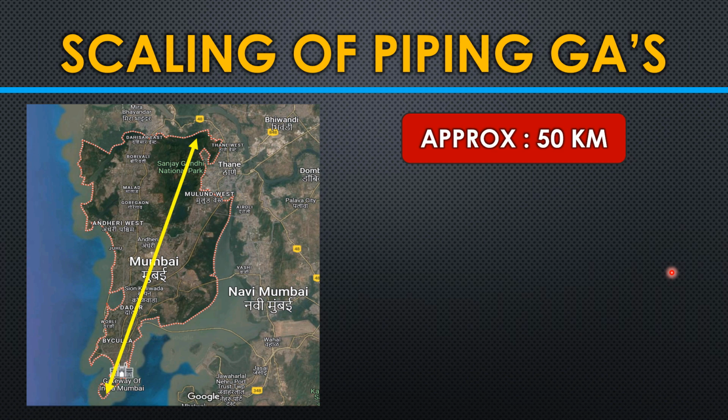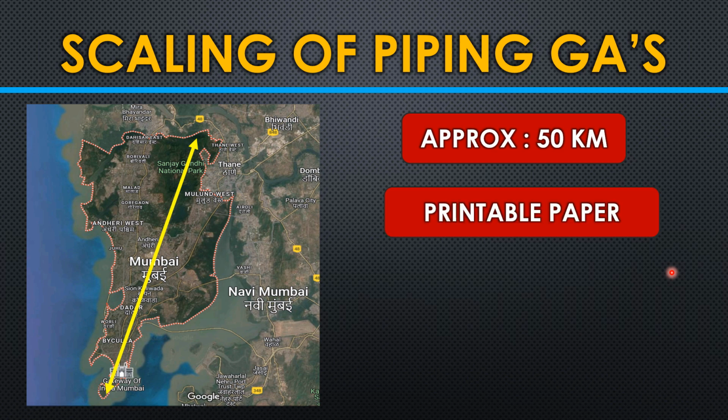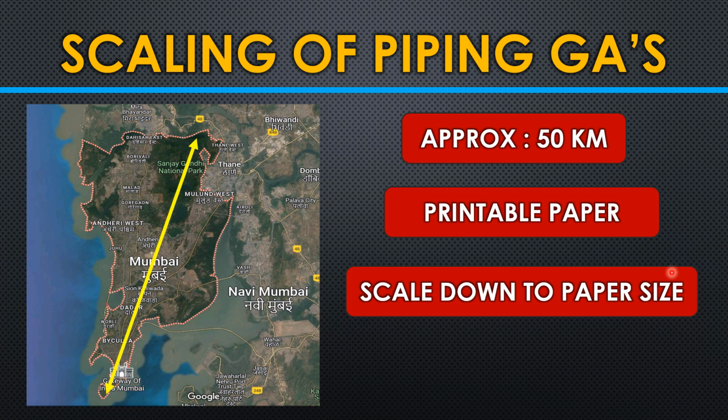Do you think it is possible to have a 50 kilometer paper where you can exactly show the actual size of Mumbai? No, it is practically not possible. So what we have to do is print the entire size of Mumbai on a printable size of paper. That is very important. We have multiple sizes: A3, A4, A2, A1, A0. Whichever size it has to be printed on, accordingly you will convert the size, right? It's definitely not possible to have a size equivalent to the actual size of the city. That is why we scale down to the paper size. The entire size of Mumbai will be scaled down to the available printable paper size.